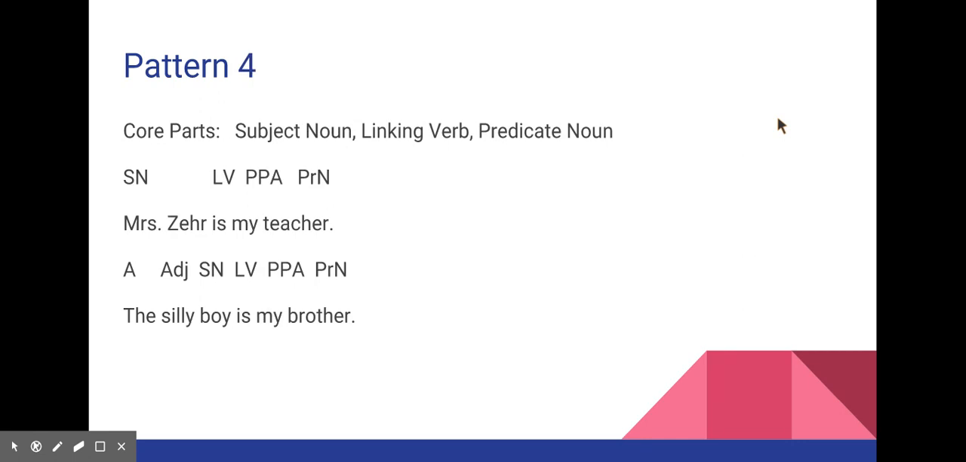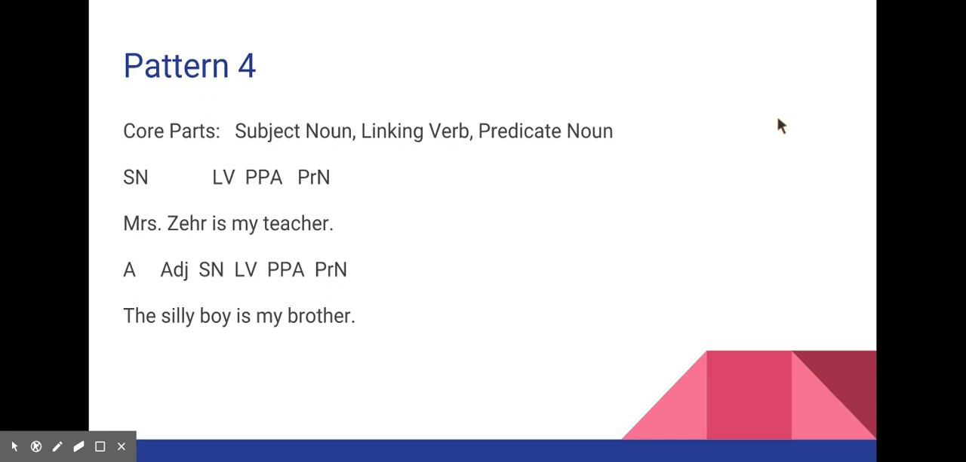All right. Pattern 4 is completely different because it has a subject noun, a linking verb, not an action verb, and a predicate noun. So Mrs. Ear is my teacher. Is is your linking verb. Remember, linking verbs are like is, are, was, were. Looks becomes feels and grows.